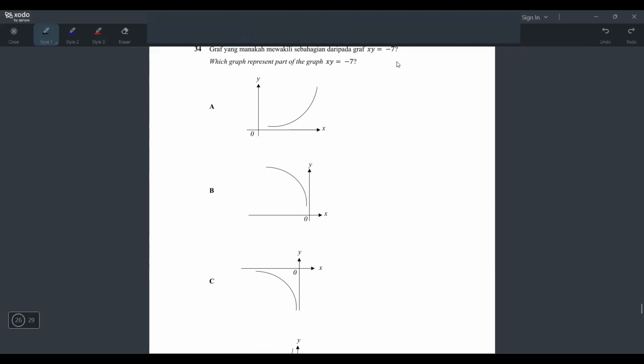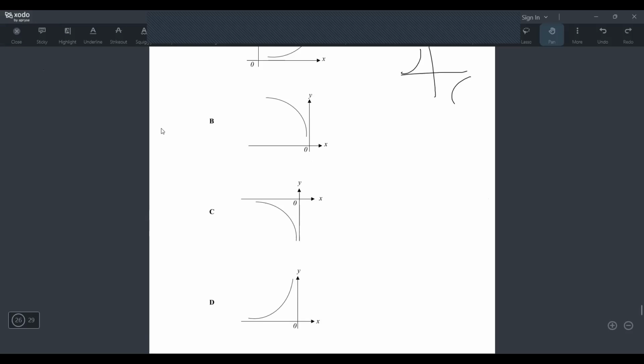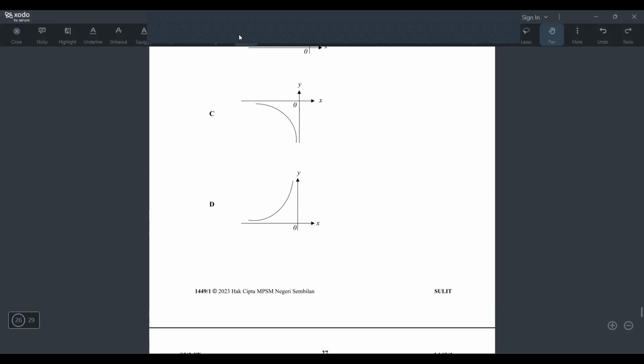Okay, number 34. Which graph represents xy equals -7? This is a reciprocal graph. Reciprocal graph. What is reciprocal? When your x is power negative. So let me show you. When you move the x, it will become -7 over x. So if it's -7 over x, when you draw it, it will be here and here, right? So let me straight away tell you the answer. D. Yeah, D is the answer.